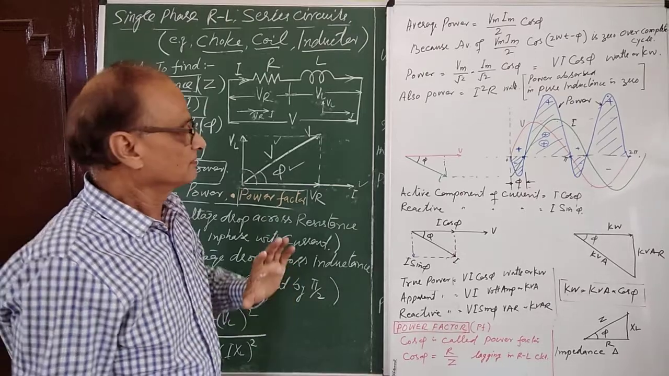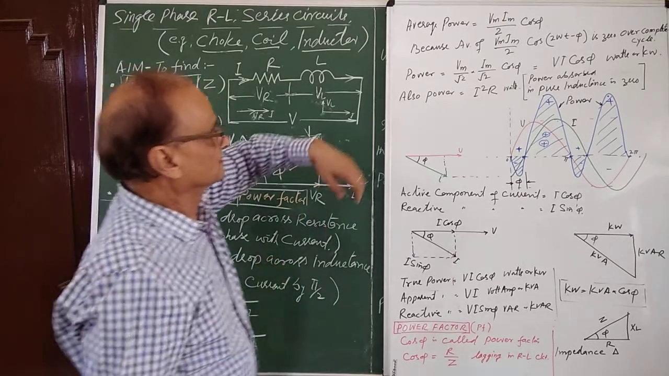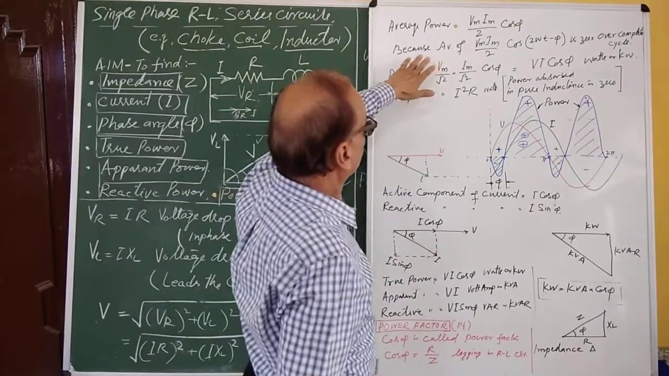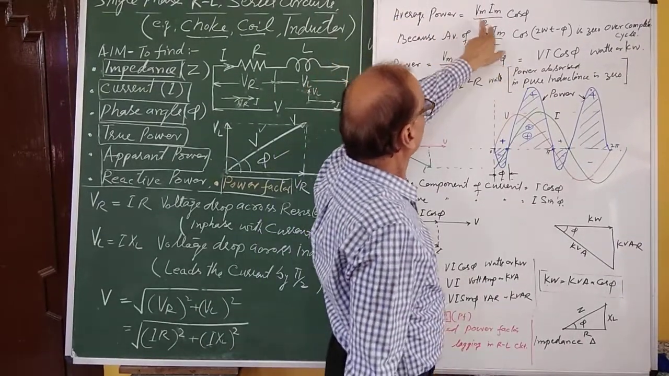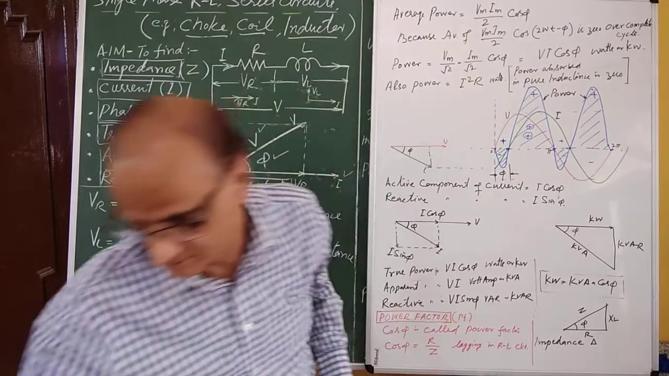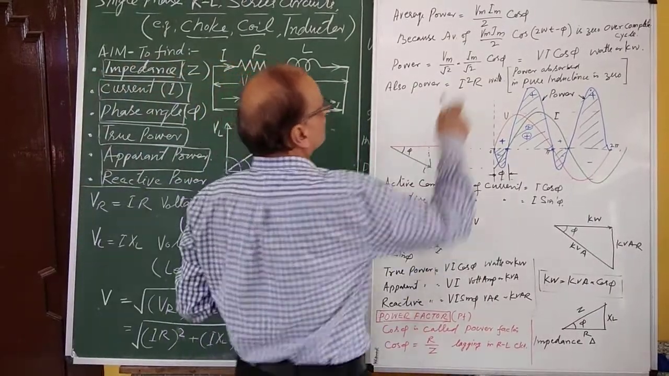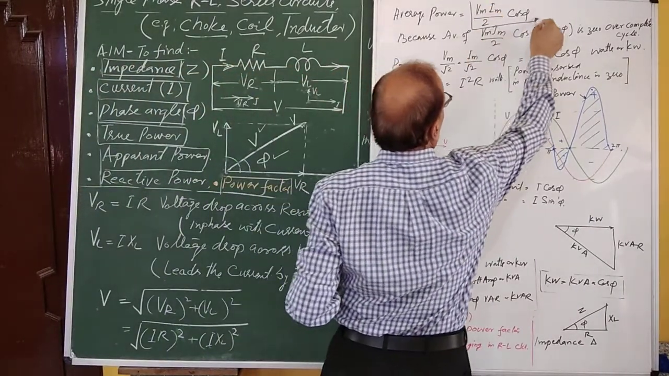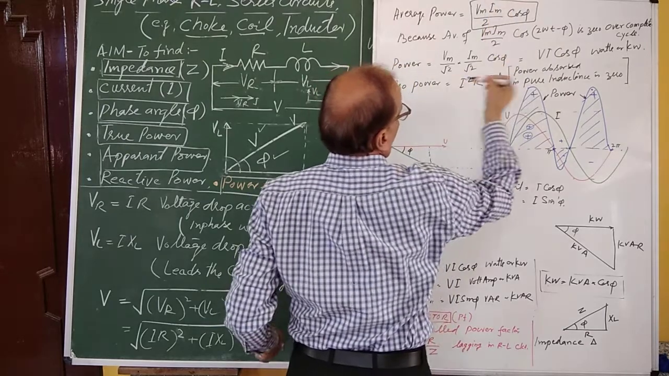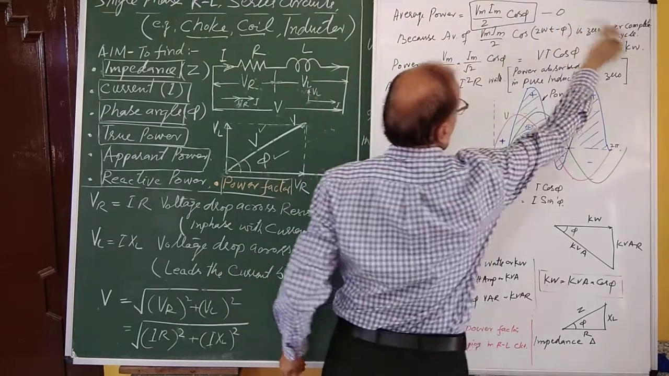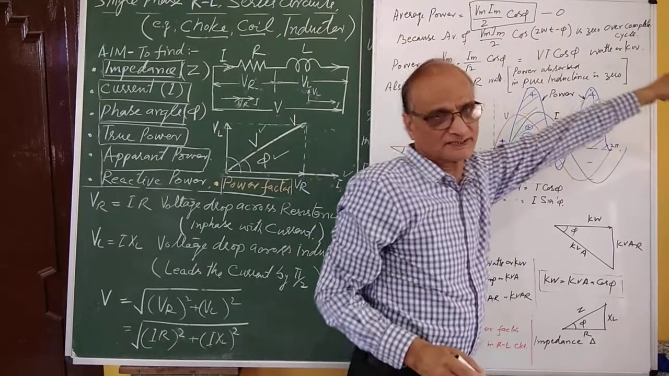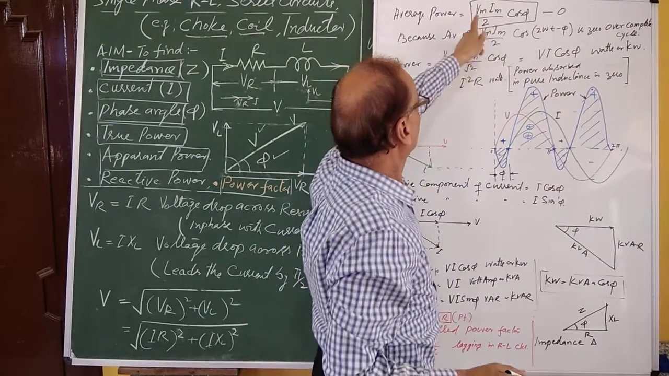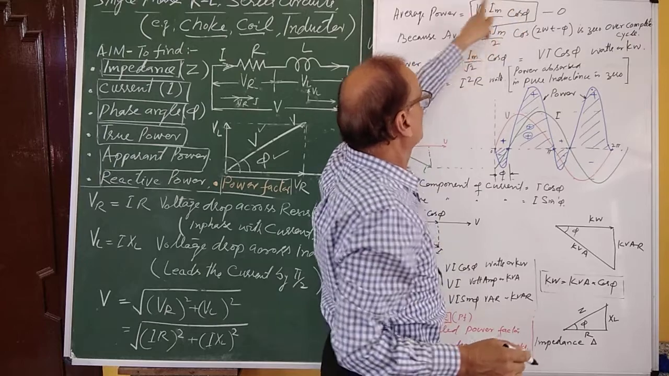Now we want to find the power in the whole cycle. So power, or average power, is equal to this quantity. This is average power because the average of this quantity over a complete cycle is 0. So you get power only in this component.